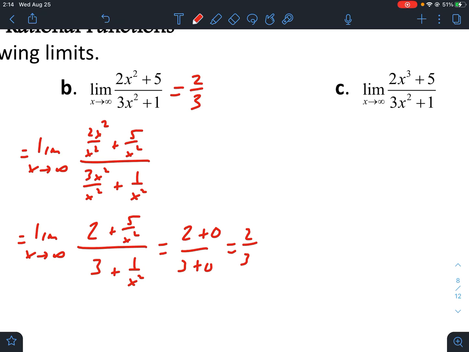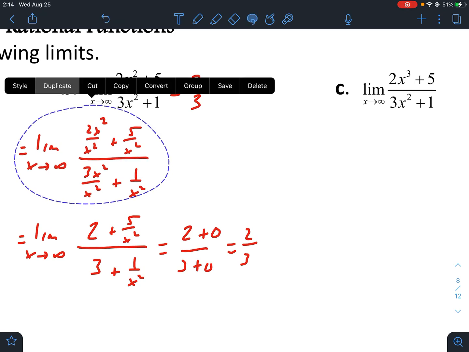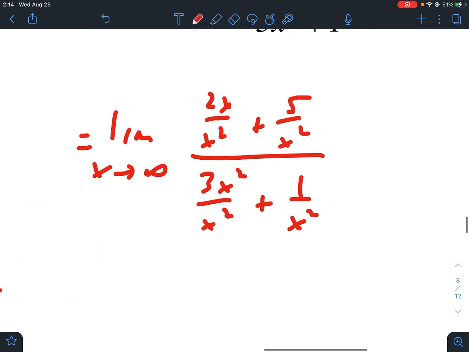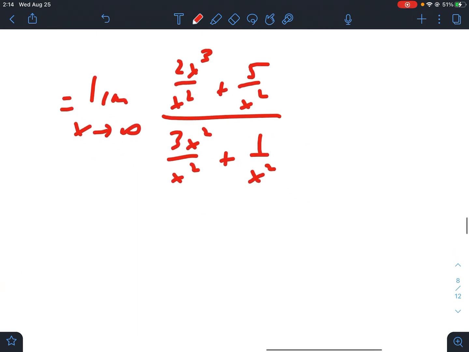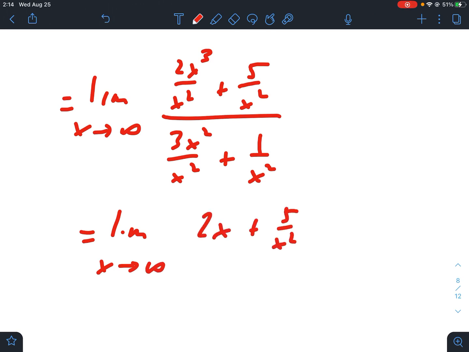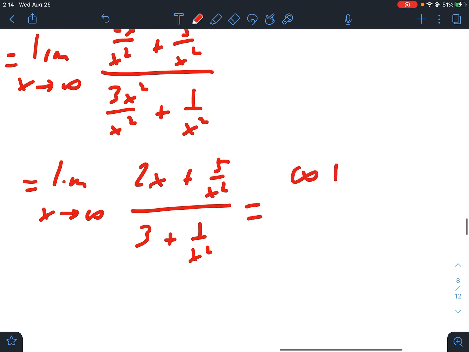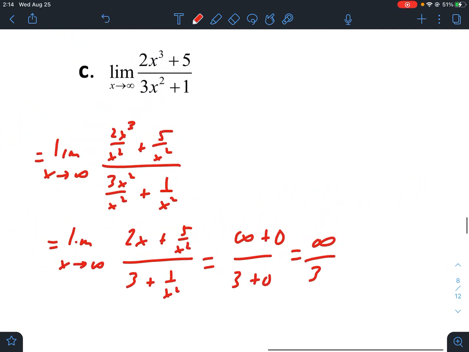The third one is, again, almost the same. The only difference is we're going to change that squared in the numerator to a cubed in the numerator. So when I simplify this, I get limit as x approaches infinity of 2x plus 5 over x squared over 3 plus 1 over x squared. And now if I put in infinity, I get infinity plus 0 over 3 plus 0, which is infinity over 3, which is infinity, or it does not exist.